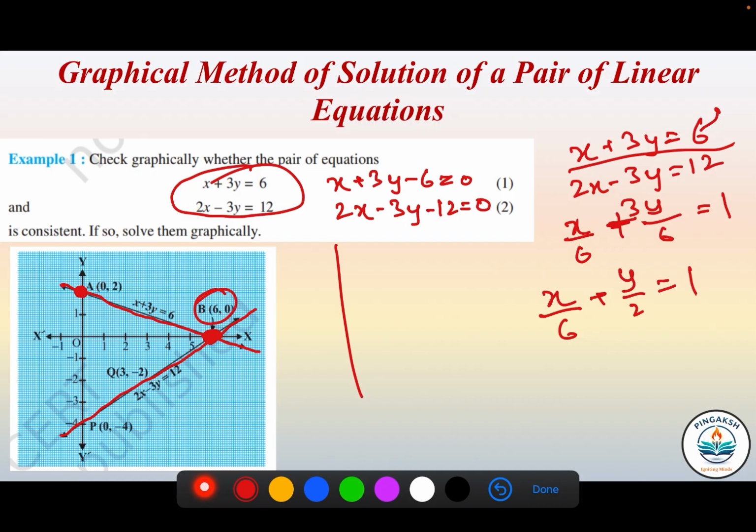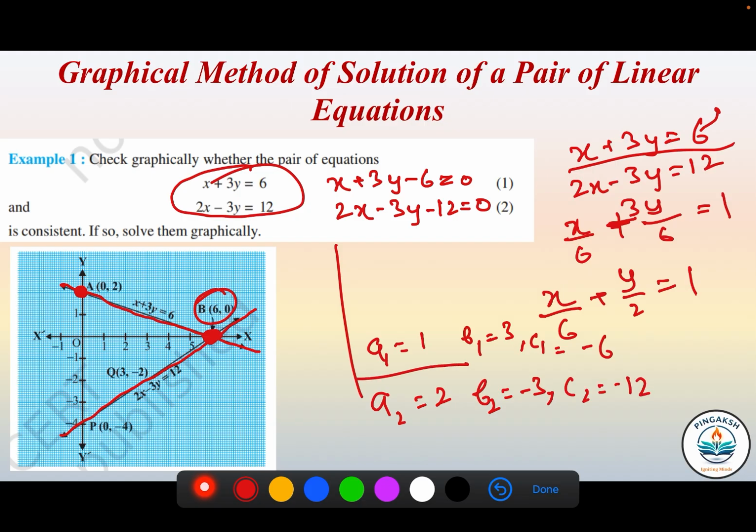So what is a1? Here a1 is equal to 1, b1 is equal to 3, c1 is equal to minus 6, a2 is equal to 2, b2 is equal to minus 3, and c2 is equal to minus 12. So if we divide a1 by a2, 1 by 2, and b1 by b2 is minus 1, which is not equal. So if a1 by a2 and b1 by b2 are not equal, then lines are intersecting each other.